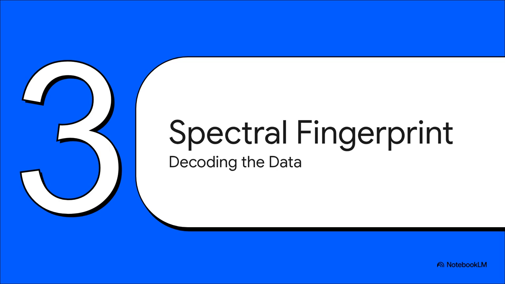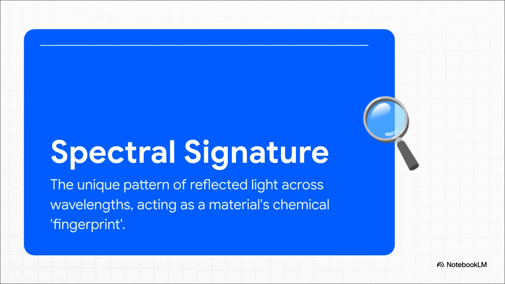Well, this is where we get to the idea of a spectral fingerprint. Think of it like this. Every single material out there, whether it's a pigment in a painting or a protein in a piece of food, it absorbs and reflects different colors or wavelengths of light in its own unique way. That pattern is its spectral signature. And just like a human fingerprint, you can use it to identify a substance with incredible accuracy.